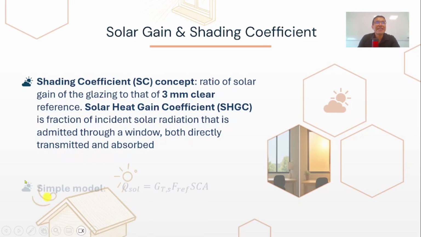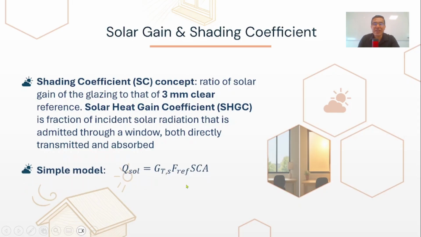Now the formula itself. This simple model tells us how much solar heat is coming through the glass. Here A is the window's area, F_ref is the portion of the window that is directly in sunlight, SC is our shading coefficient, and GT is the intensity of the sun's radiation hitting the window. Remember, this term is entirely separate from the UA delta T conduction term we discussed earlier.